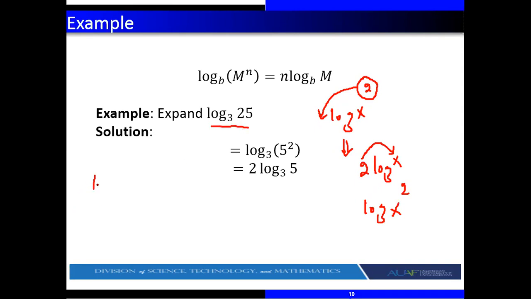For example, we have this function. So how I can write? I can write log of 25 at the base of what? At the base of 3. So I can write log of 25 base 3. I can write 25 in the form of 5 square. So you can transfer this one to coefficient. So 2 into log of 5 at the base of 3.